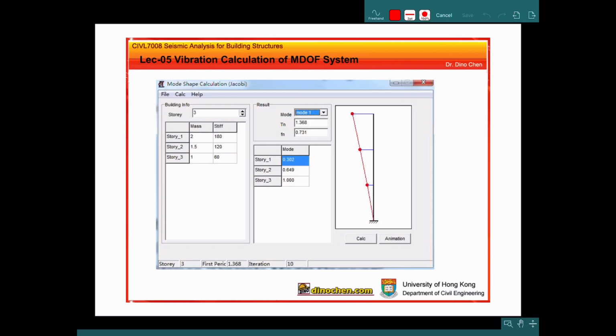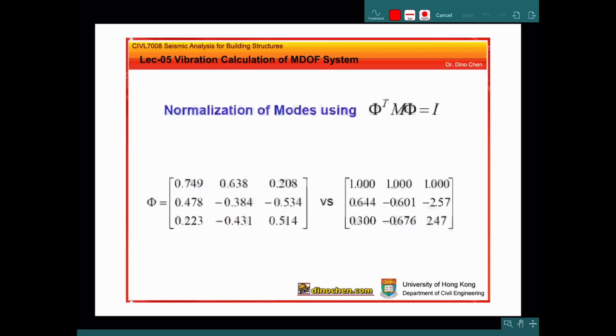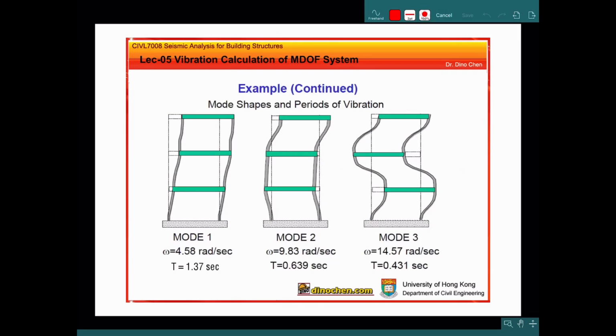And you can use this program I developed, which I showed you in the previous lecture. You can use this program to compute the mode shape analysis. Because mode shape analysis is quite difficult, you can use software to do this part. And this is the normalization for the modes. We set the top value equal to 1.0. And we display the result as a graphic.